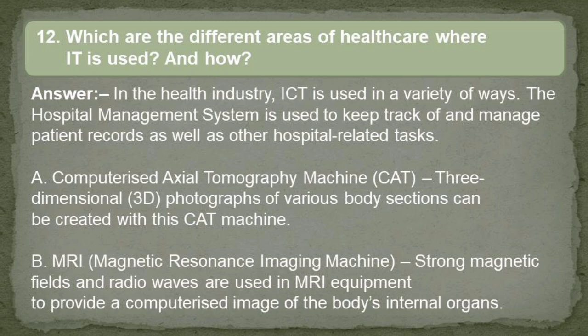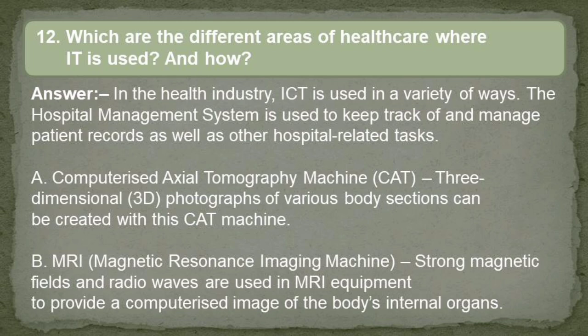Question 12. Which are the different areas of healthcare where IT is used? And how? Answer. In the health industry, ICT is used in a variety of ways. The hospital management system is used to keep track of and manage patient records, as well as other hospital-related tasks. A. Computerized axial tomography machine, CAT. Three-dimensional, 3D photographs of various body sections can be created with this CAT machine. B. MRI, magnetic resonance imaging machine.